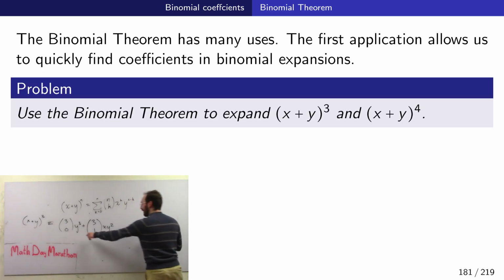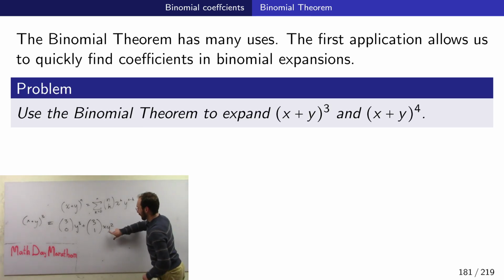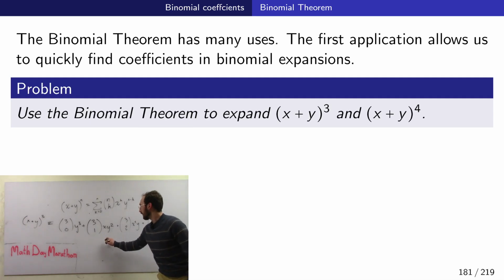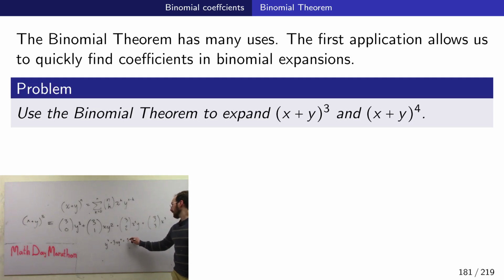Okay. We have 3 choose 1, and then what do we got? We have 2 y's and an x. Then we got 3 choose 2. We have 2 x's and a y. And we've got 3 choose 3 as our coefficient of x cubed. So what does this actually end up being? Just y cubed plus 3xy squared plus 3x squared y plus x cubed.